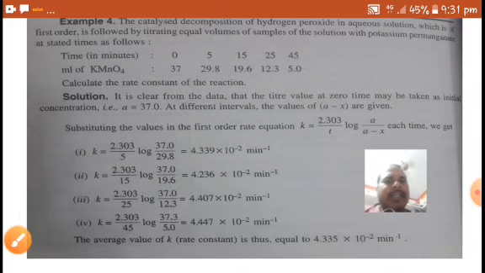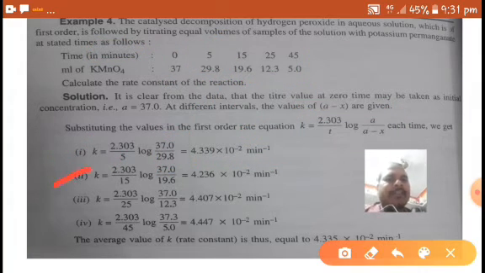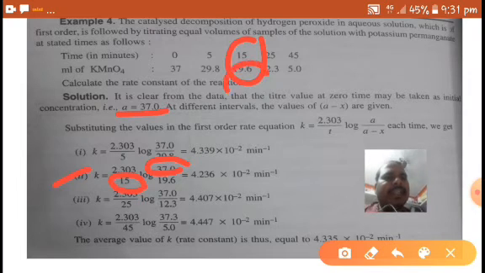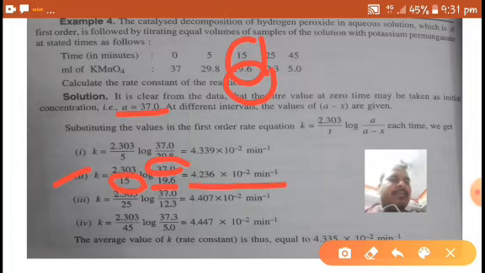Now take the second one at 15 minutes. K is equal to 2.303 by T, T means 15 minutes, A means 37.0, and A minus X means 19.6. By simplifying that, I am getting 4.236 into 10 to the power of minus 2 minute inverse.